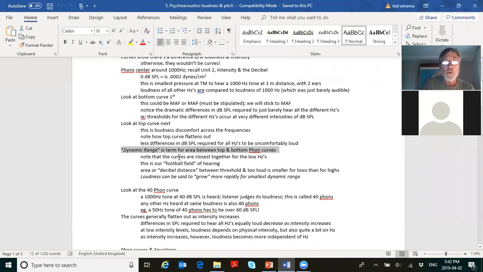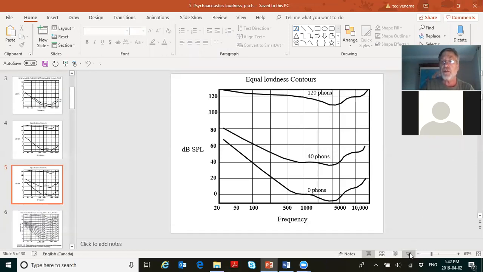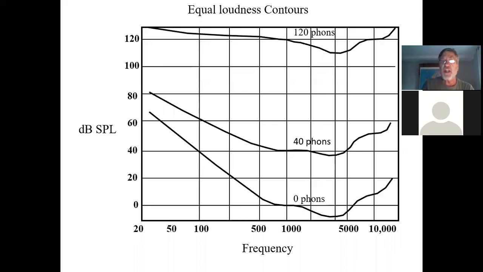Okay, so that's what this whole paragraph here is all about. So when you do finally get your notes, put a star by that, okay? So next, look at the 40 Fawn curve. Let's look at a middle one. And when you're looking at a middle one here, there's a 40 Fawn curve. And what does it say in the notes regarding that?